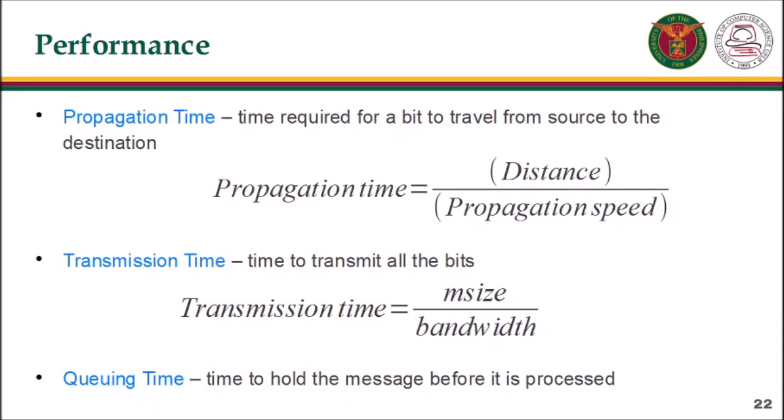Propagation time is the time required for a bit to travel from source to the destination. It is equal to distance over propagation speed. Transmission time is the time to transmit all the bits. It is equal to the message size over bandwidth. Queuing time is the time to hold the message before it is processed.